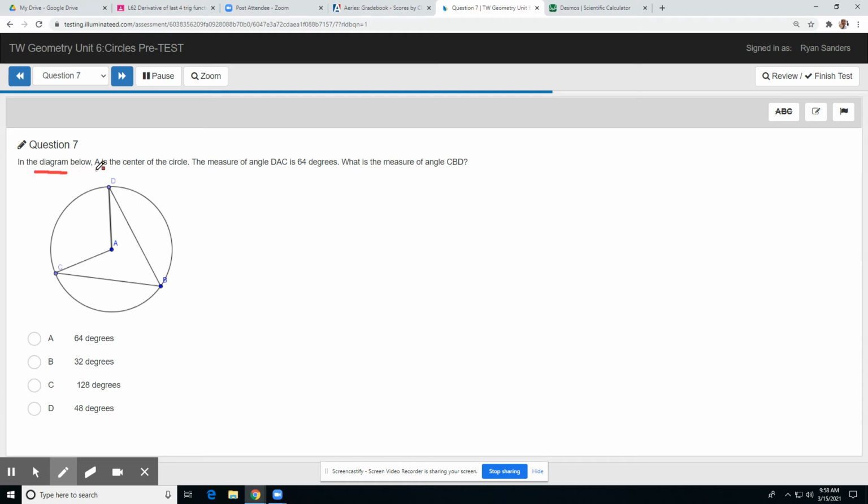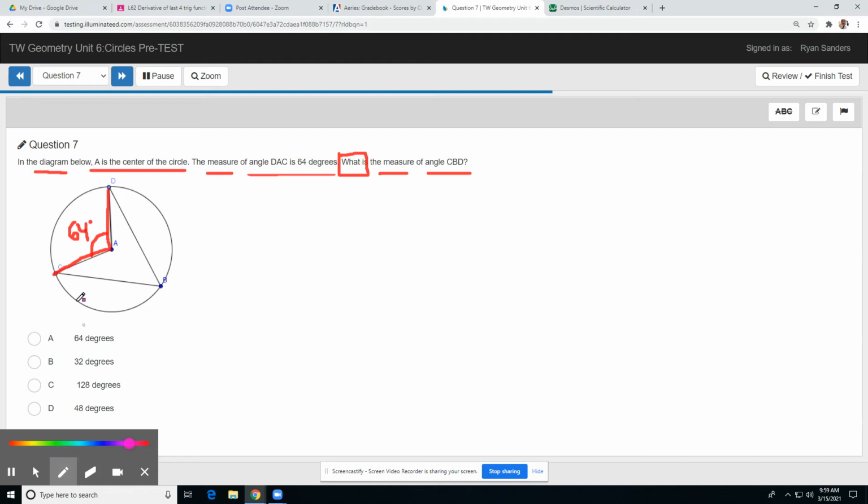In the diagram below, A is the center of the circle, okay? The measure of angle DAC is 64. Start marking it as soon as you read it, I would recommend. Angle DAC is 64. Remember, we just kind of careful, it says angle or arc. That'll tell you how to draw it. What is the measure of angle CBD? So angle CBD.